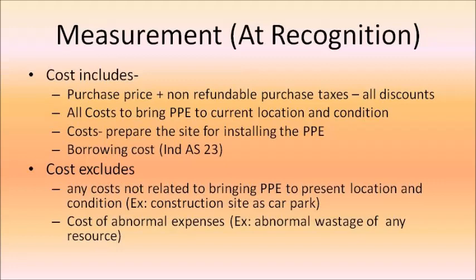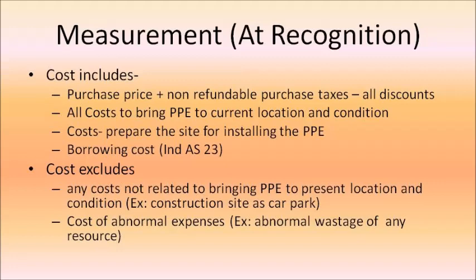Whatever we discussed in the earlier slide is the initial cost and subsequent costs. Those are the types of costs to be considered in property, plant and equipment. Here we are discussing the components of the costs which are to be capitalized under property, plant and equipment. One is the purchase price, whatever is incurred in bringing the asset. It includes all the costs to bring the property, plant and equipment to its current location and condition.